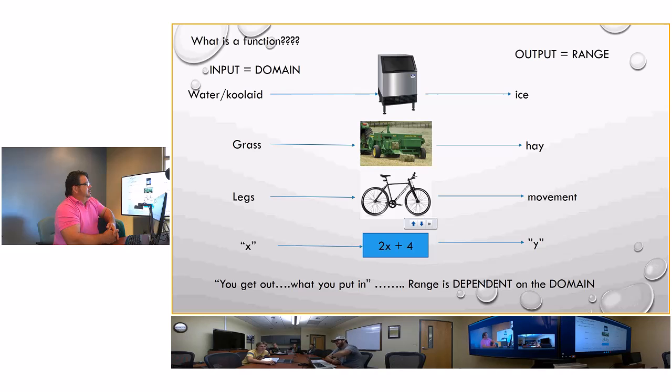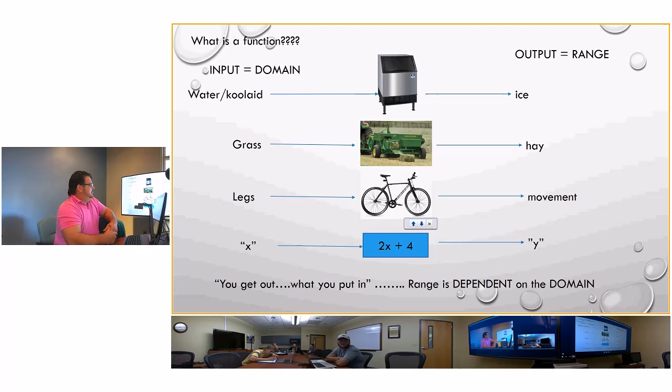What if I put in 10 gallons of grape Kool-Aid? You get 10 gallons of grape Kool-Aid ice. So can you agree that the ice machine, what you put into it, that's what you get out of it? Yes, or no? Yes.